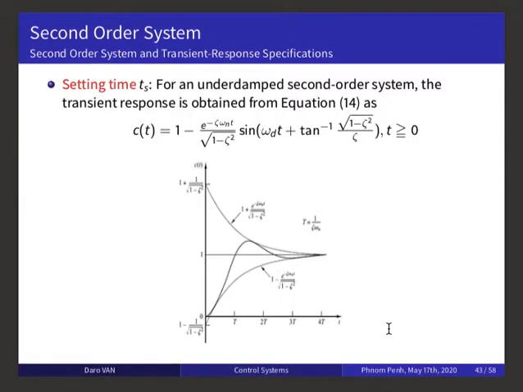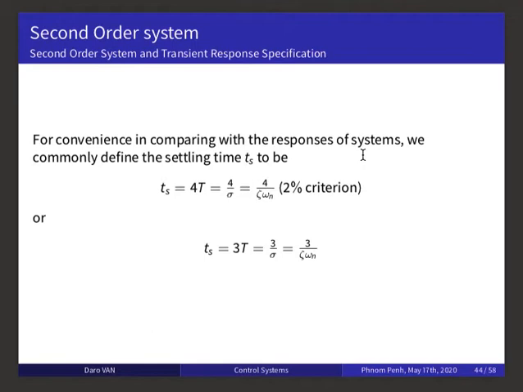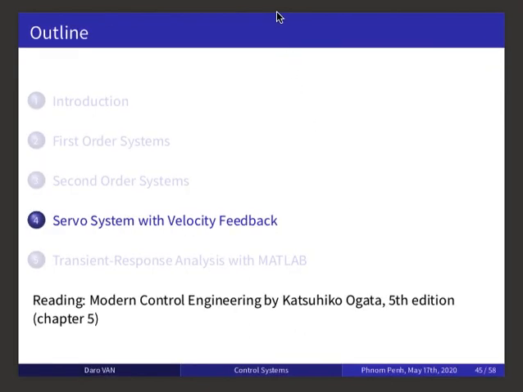And for the settling time Ts for an underdamped second order system, the transient response is obtained from equation 14 as this one. For convenience, in comparing with the response of the system, we commonly define settling time equal to 4 times the time constant t, usually for 2 percent, or sometimes 3 percent if you want. Thank you for watching this video.